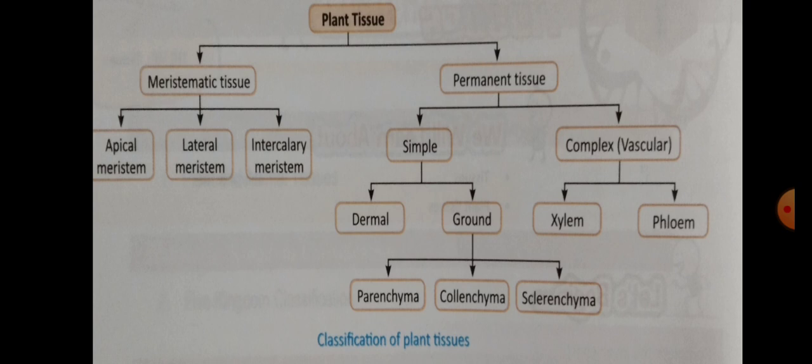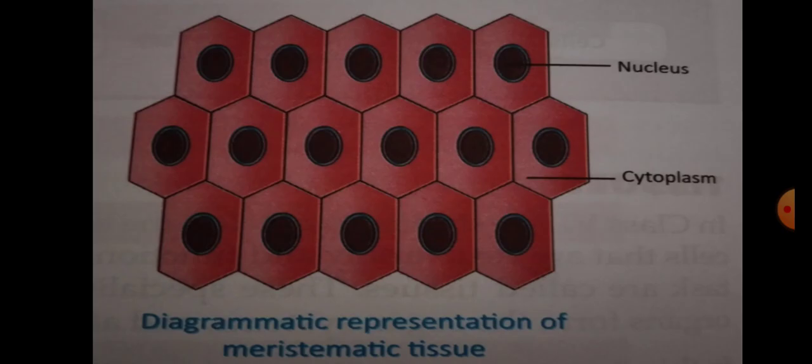In meristematic tissue we also studied the characteristics. The word meristematic is derived from the Greek word meristos, which means divisible. So what happens in meristematic tissue? It undergoes continuous division and produces new cells. You can find the nucleus at the center. It is rich in cytoplasm. Sometimes the vacuoles may be absent. These tissues are responsible for the growth of the plants.